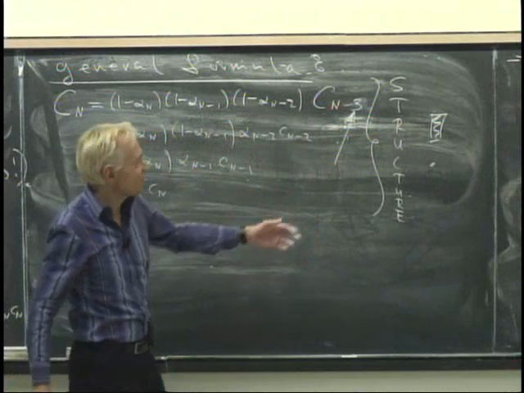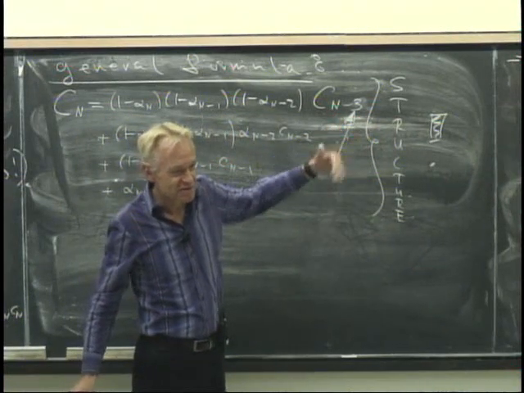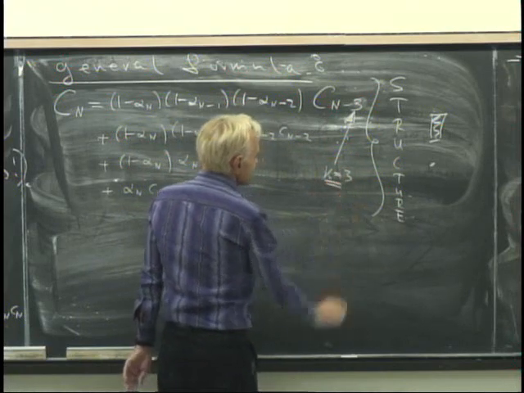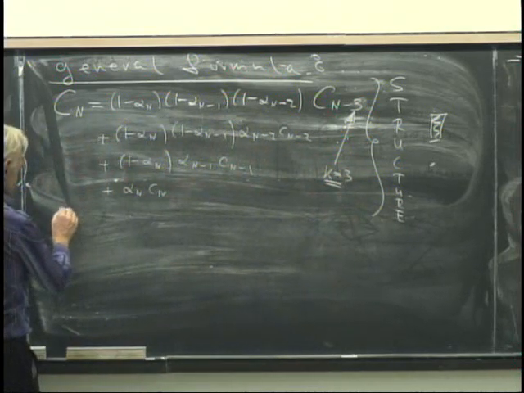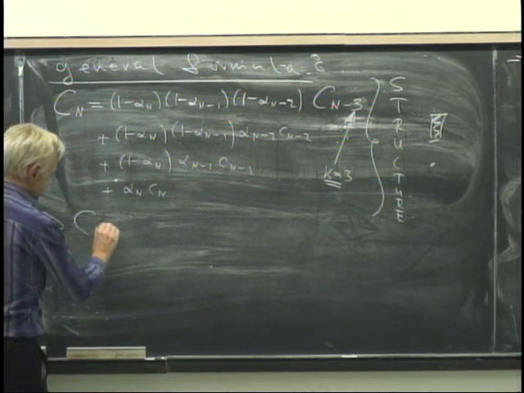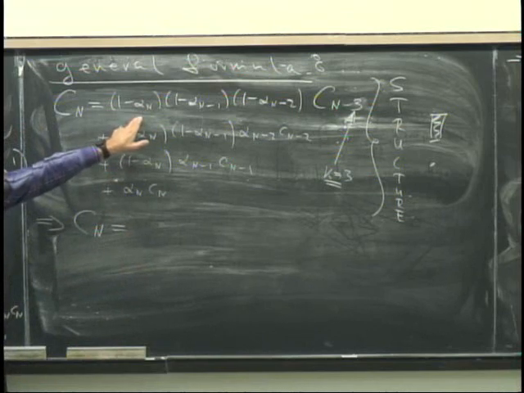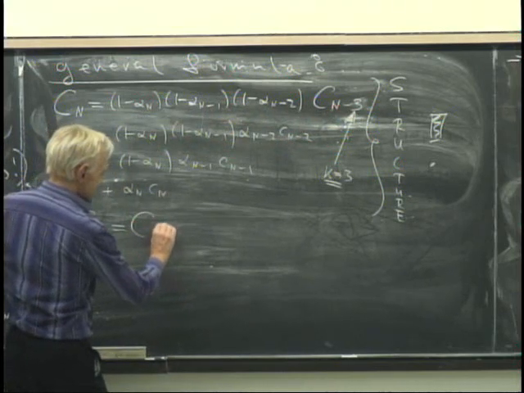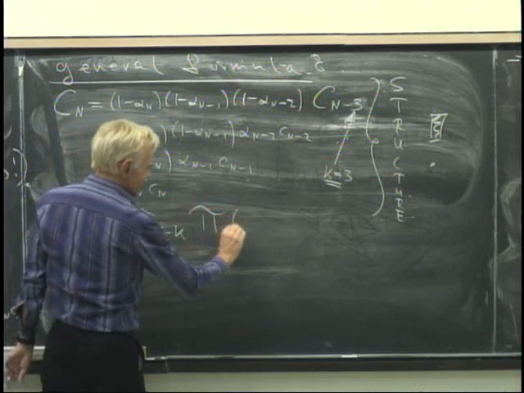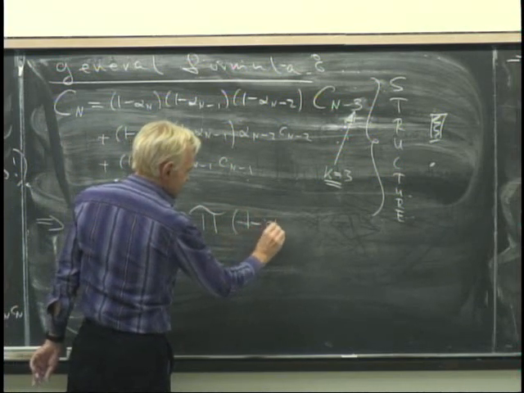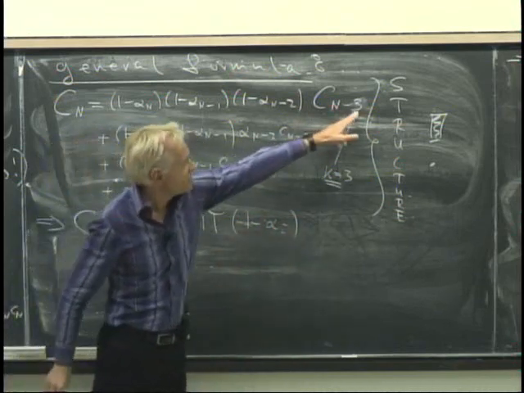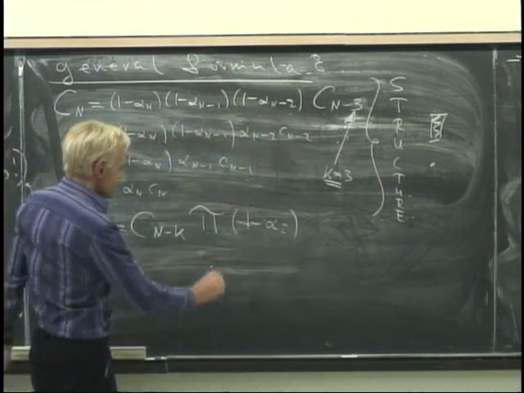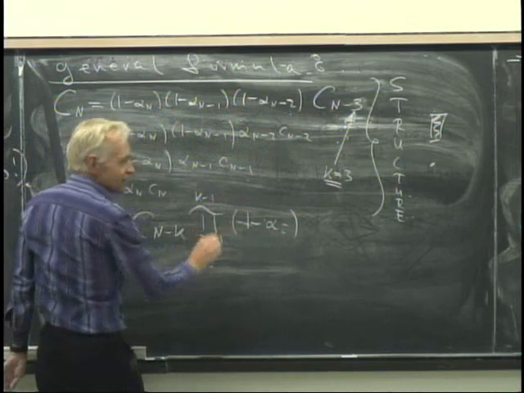Now the general formula has to be for an arbitrary k. So 3 is my specific k, and now I have to write the general formula down for an arbitrary k. I get Cn is what? There's this first term again. The first term is Cn minus k times a product of certain 1 minus alpha i terms. And where do they start? This is 3, so they go from 2, 1, 0, so from 0, 1, 2, k minus 1. So i goes from 0 to k minus 1.